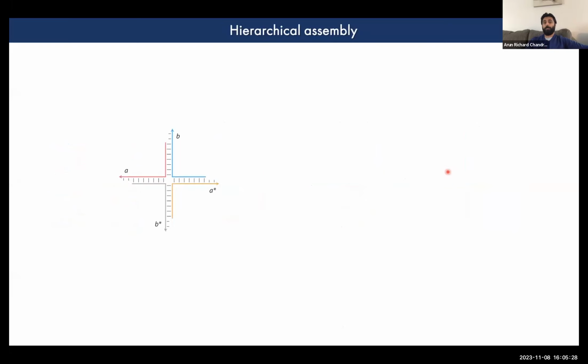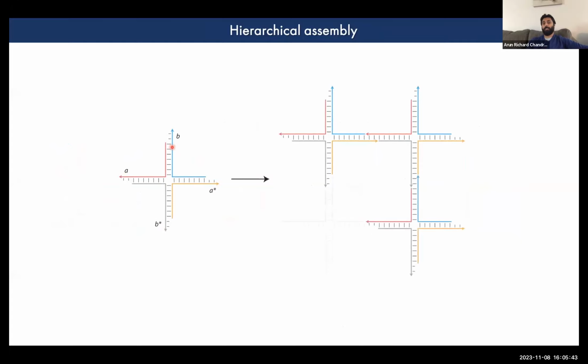And now you have both branch junctions and sticky end cohesion. In order to create larger assemblies, you can now combine the two. You take a 4-arm junction, for example, and tail it with sticky ends. A is complementary to A star, B is complementary to B star, and now these molecules can connect to each other to form a quadrilateral. In this case, you still have sticky ends on the outside, so this assembly can continue infinitely to form a 2D lattice.